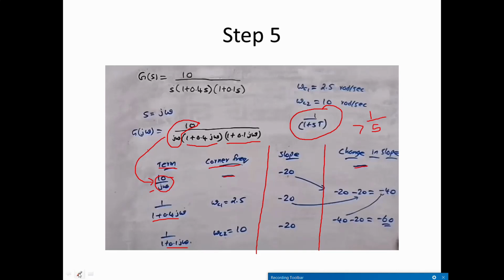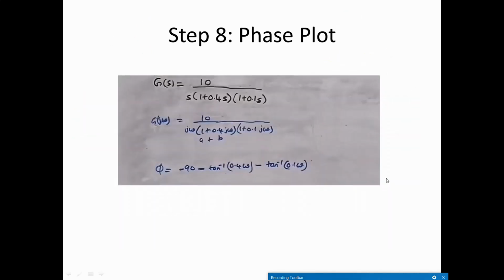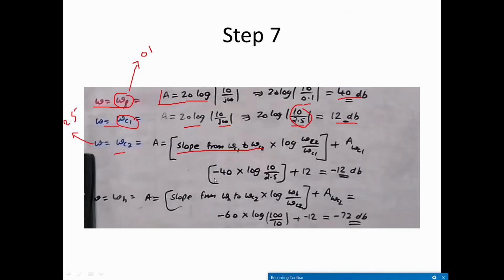So the slope from omega c1 to omega c2, that means from here to here. So in that case we have to check the change in slope at omega c1. It is minus 40, so we have to take that minus 40 here, into log of omega c2 by omega c1.